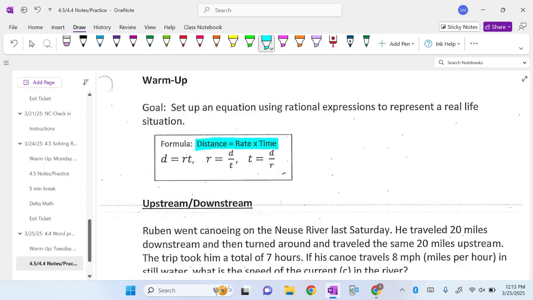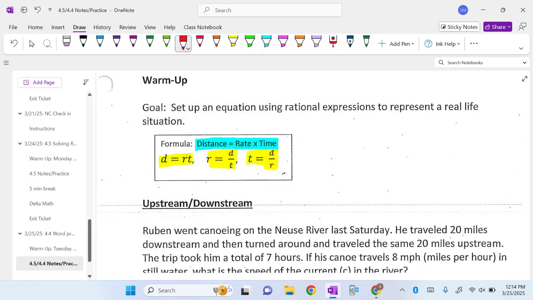Now, D equals R times T. However, the main formulas that you're going to use is if you find the rate, which is D over T, or if you find the time, which is D over R. So just knowing those three are pretty important.